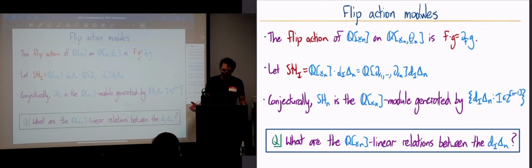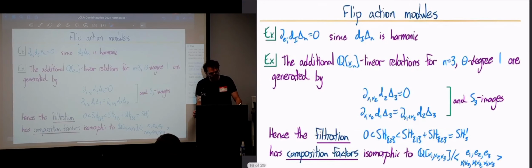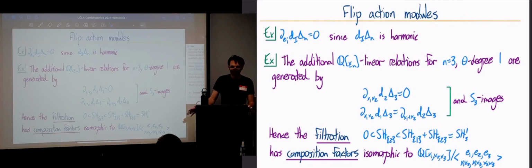Okay, so then this leads to a question of what are the relations between these module generators? We're trying to understand what this module actually is, so understanding the relations between them is a reasonable thing. And this question is where the combinatorics, I'd say, starts to get a bit more interesting. So just a few examples. First off, these d_i delta_n, they were superharmonic. So in particular, they're harmonic. So in particular, applying an E_i gives you zero. So that's one very straightforward relation.